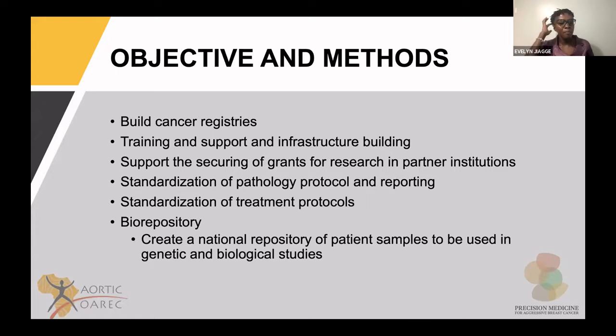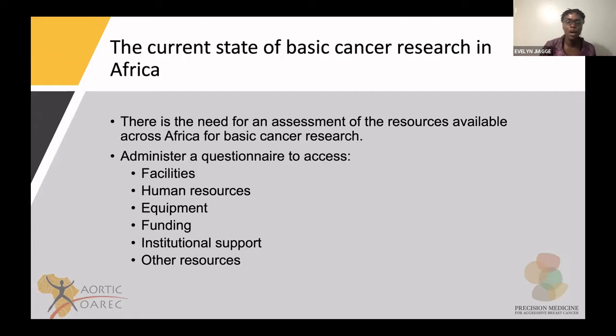So the basic and translational research group, we are hoping to help with so many other things, and that will help with the work that is done in Africa.